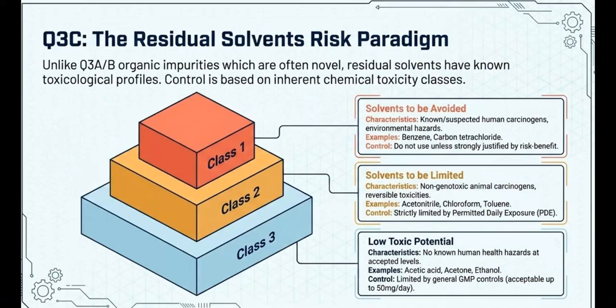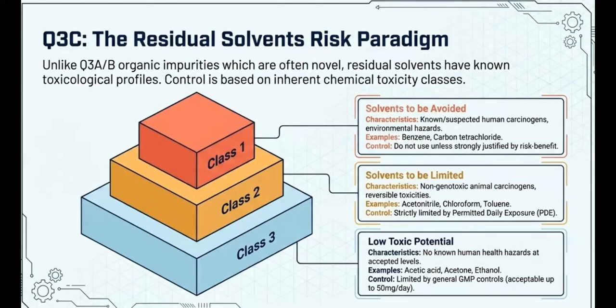2C, residual solvents, 3 classes. The third category is residual solvents, organic solvents used during manufacturing that remain in the final product at trace levels. ICH Q3C classifies these into 3 classes based on their toxicological risk. Class 1, avoid. These are solvents with known or suspected human carcinogenicity or severe toxicity. Examples include benzene and carbon tetrachloride. Their use should be avoided unless absolutely necessary, and even then, only at extremely low levels.